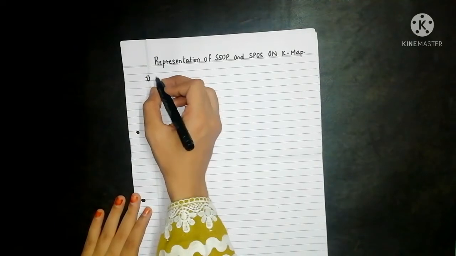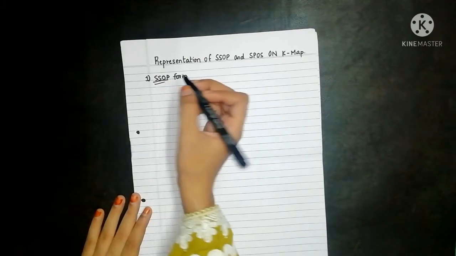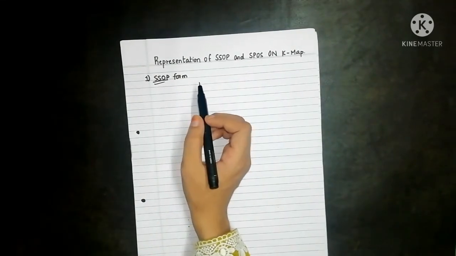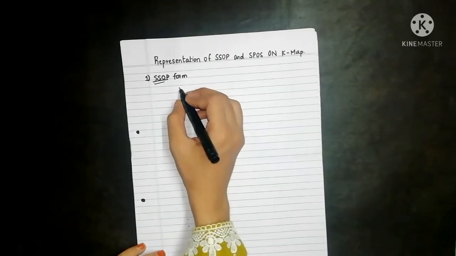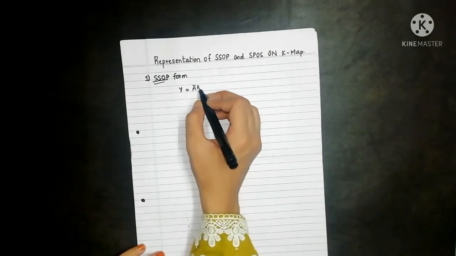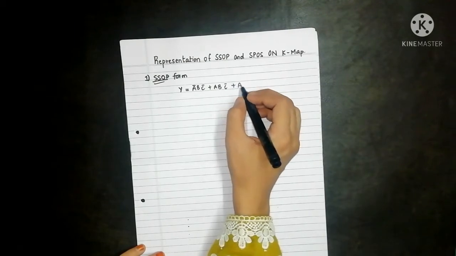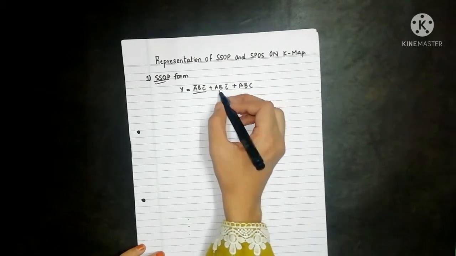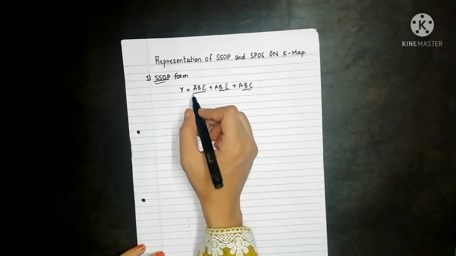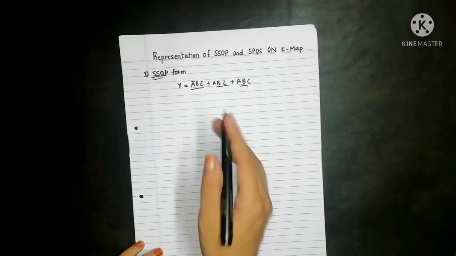At first we will see the SSOP form. Now this means standard SOP form, and the word standard means that in each term each of the variables will be present. So I have an equation like this: y is equal to a bar b c bar plus a b c bar plus a b c. As you can see, we have three terms, and each of these terms contains all the three variables, be it in uncomplemented or complemented form. A, b and c are all present.